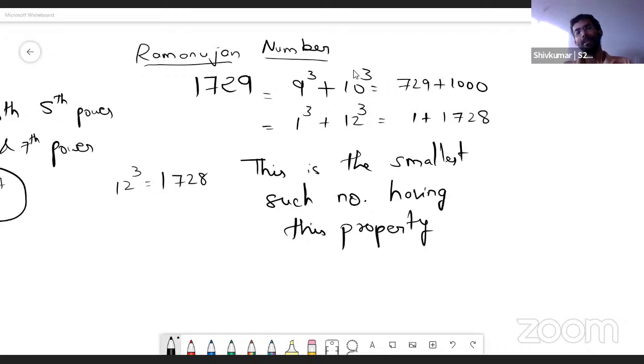Correct. Yes, can I say something? Please. So this is the smallest such number having this property. I have read somewhere that there are more such numbers, 6 more numbers. Very interesting. Okay, so what's your name? Nazneen here. Okay, Nazneen, are you a teacher? Yes, a maths teacher. Excellent.